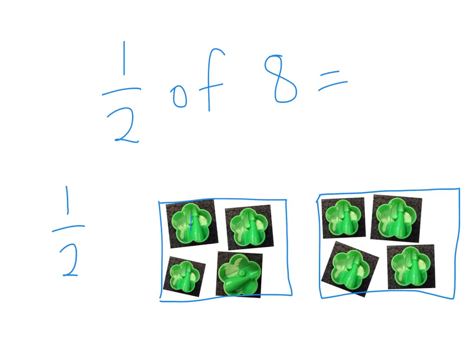So here's 1, 2, 3, 4. I might just check that this group has the same number. 1, 2, 3, 4. Great. Half of 8 equals 4.